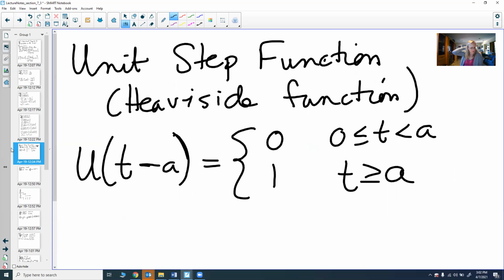Now we're going to talk about the unit step function. The unit step function is really important in what we're doing and will be useful in what we're going to be getting into. It allows us to take piecewise functions and write them in a continuous format. The unit step function, also known as the Heaviside function, is u of t minus a, which is a piecewise function: 0 when 0 is less than or equal to t is less than a, or 1 when t is bigger than or equal to a.